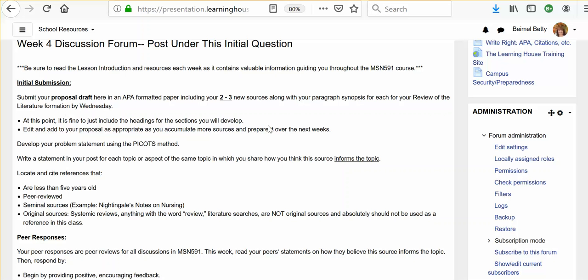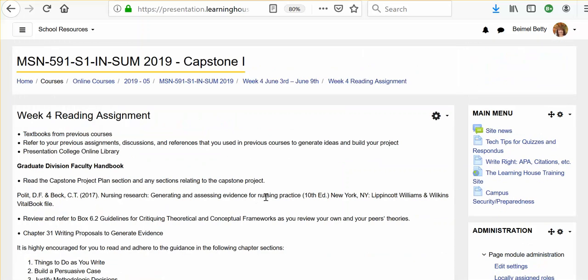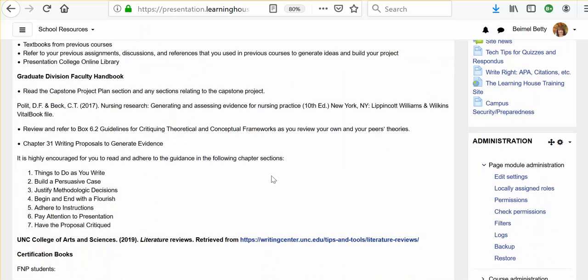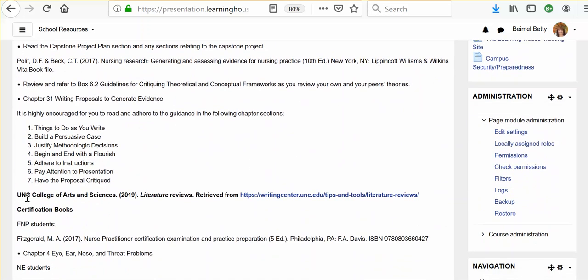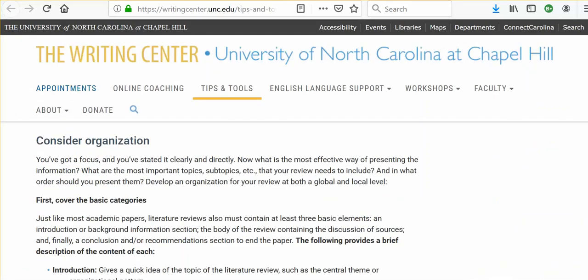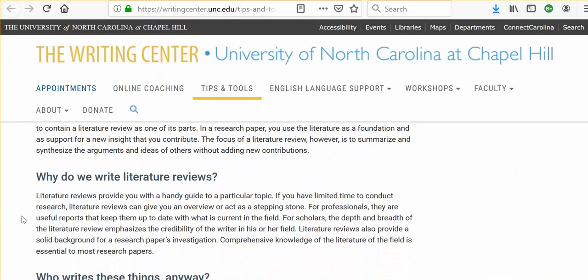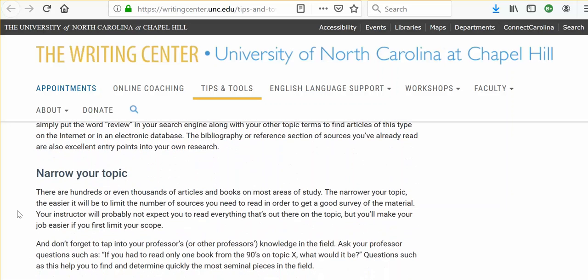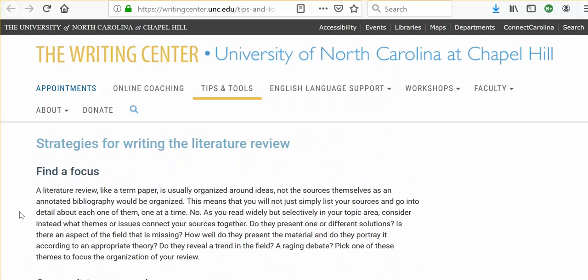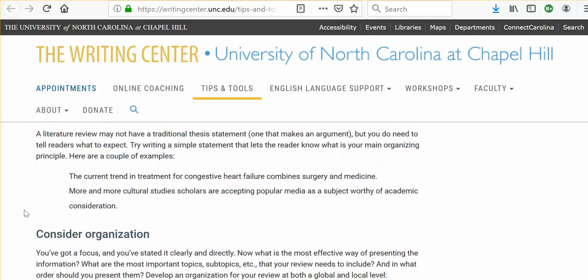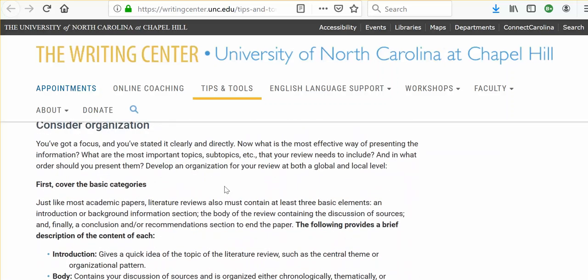In order to help you with this, so that you can see how you may want to create your proposal, I have placed a resource in your week 4 reading assignment that was also in your supplemental reading assignment from last week, and I bolded it here. It's the UNC College of Arts and Sciences Literature Reviews. So we'll just take a look at that, and it covers literature reviews, and then we want to go down to different focuses, or foci if you will, for the literature review, and look at the organization.